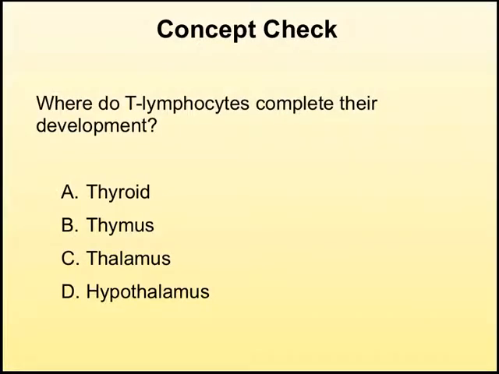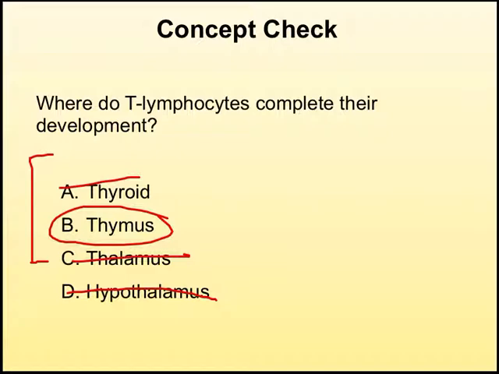Before we close up this section, let's have a quick concept check. Where do T lymphocytes complete their development? Oh, this one's an easy one. There's 3 T words we don't want to get mixed up: thyroid, thymus, and thalamus. It's definitely not the hypothalamus, or the thalamus, or the thyroid. Definitely the thymus, located right between the lungs and above the heart.